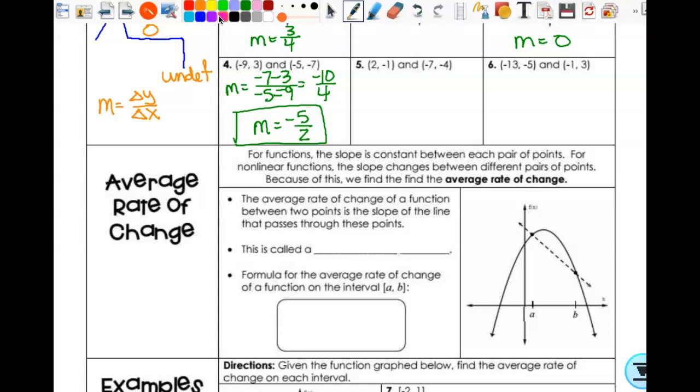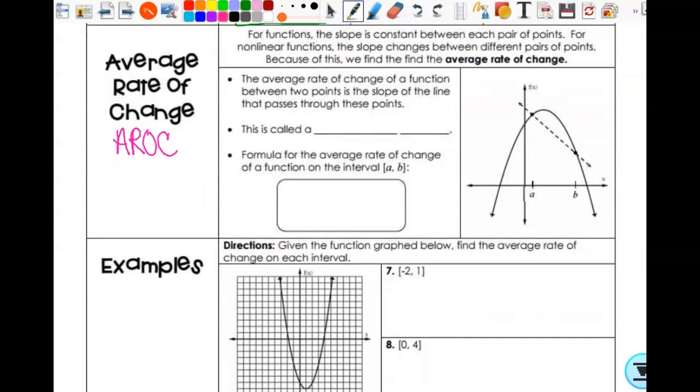All right, so now we're going to talk about average rate of change, okay, which can also be abbreviated as AROC. Average rate of change is AROC. Instantaneous rate of change is IROC. IROC and AROC. So this little blurb up here, it says for functions, but I left out a word. This should say for linear functions, or linear.